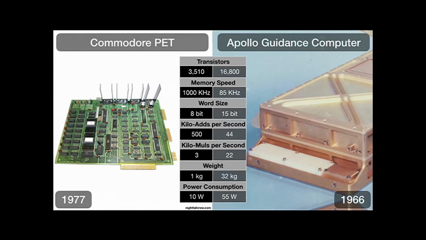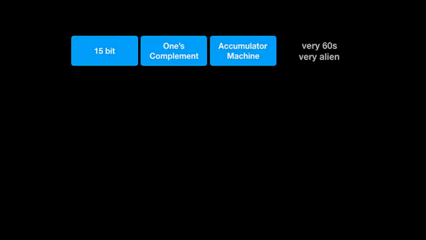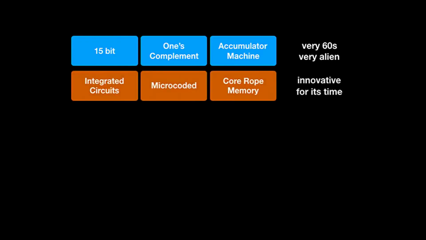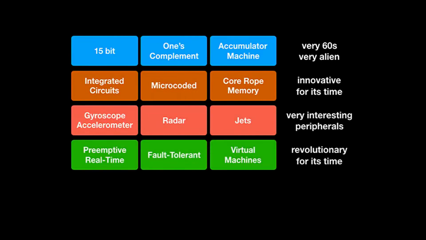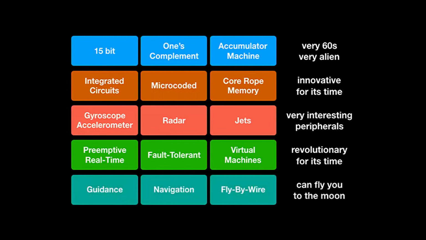There are many reasons that make the AGC especially interesting. The architecture is very 60s and feels very alien to us today. The hardware is very innovative for its time. It has some very interesting and unusual peripherals. Its operating system was revolutionary for its time. And the mission software has all the bits to, with the right hardware attached, fly you to the moon.